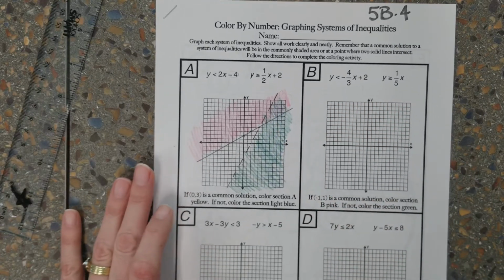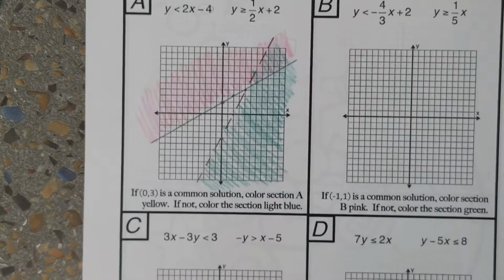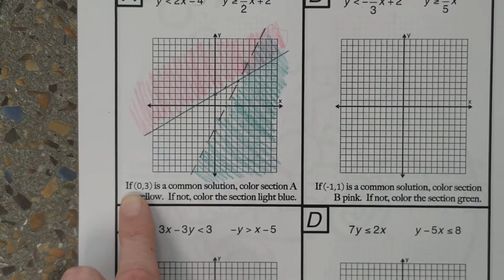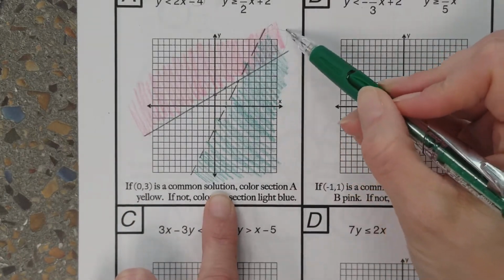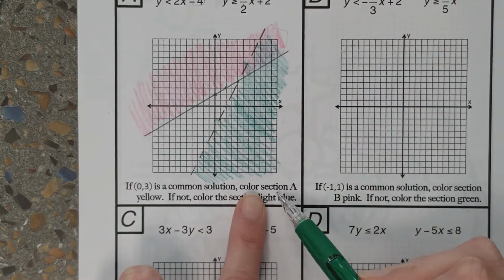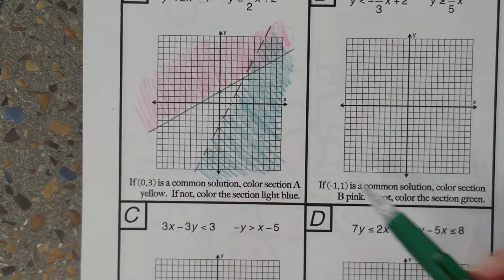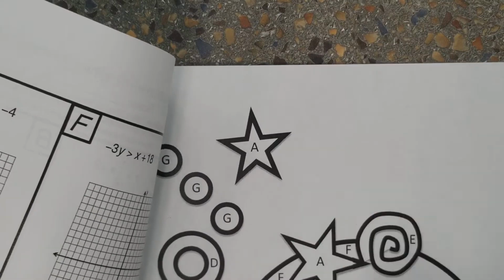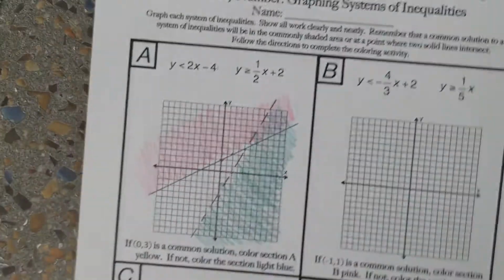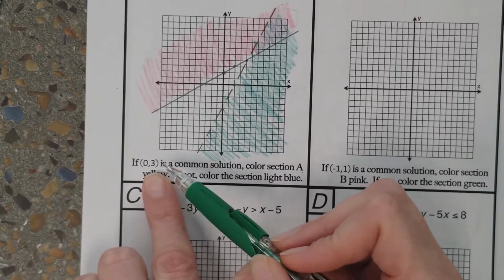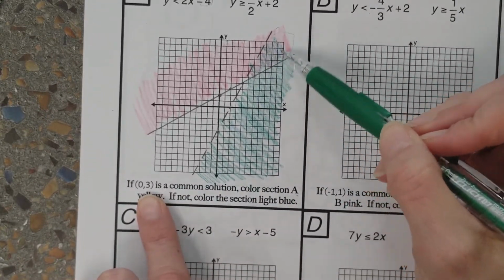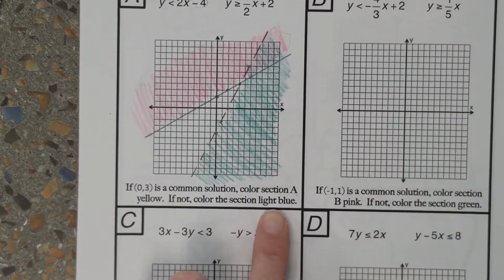So now I'm going to zoom in a little so you can see. Right here it says, now it wants you to find this point on the graph. So if the point 0, 3 is a common solution, meaning if it's up here in this double colored area, you're going to color section A yellow. So all these A's that are on this paper right here, you're going to color those yellow. If this point right here, 0, 3, does not fall in this common shaded area, then you're going to color A light blue.